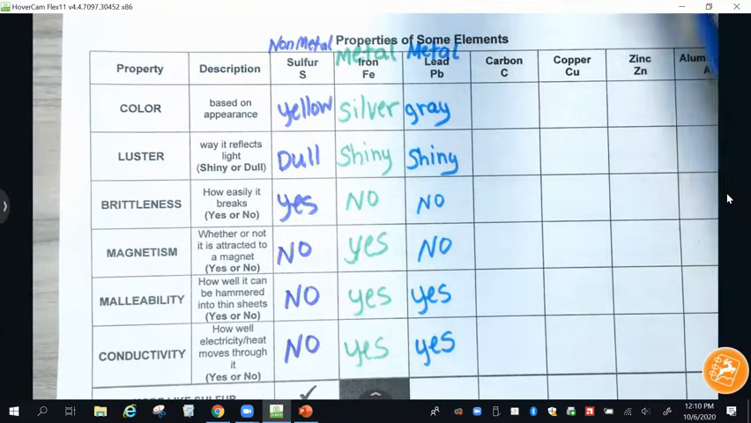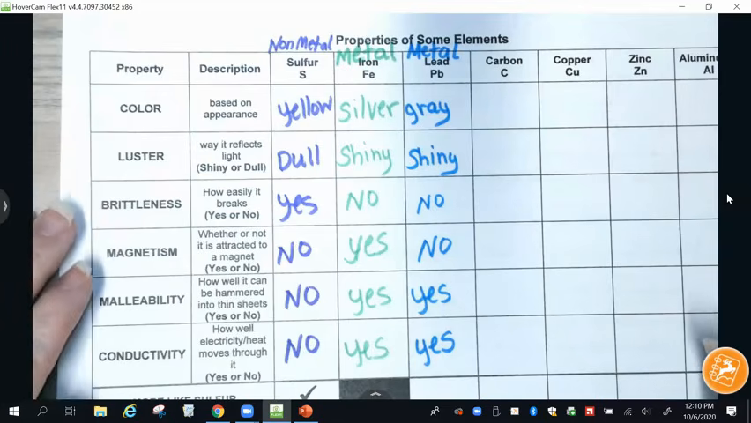An easier way just to know if it's sulfur or iron: if it's iron, it wouldn't break easily. If it was sulfur, it would break easily.